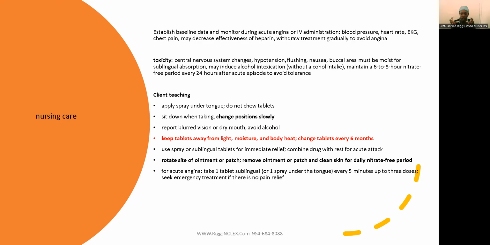And keep the tablets in a dark container. They should be away from light, moisture, body heat. The person shouldn't keep it on them or in the car or anything like that. They rotate the patches. Don't ever touch the patch with your bare hands.